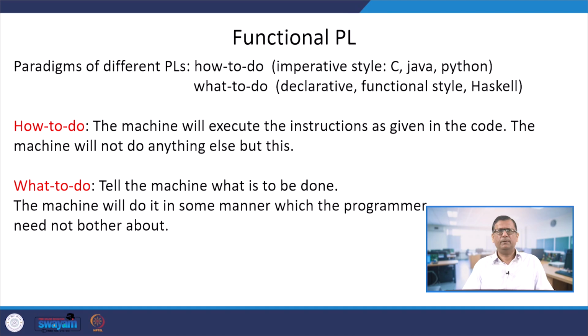We can broadly classify them as how to do and what to do. In how to do, there are languages that follow the imperative style of programming, that is C, Java and Python. What to do is essentially declarative, a functional style, adopted in Haskell, a functional programming language. How to do means the machine will execute the instructions as given in the code. The machine will not do anything else but this. What to do means tell the machine what is to be done. The machine will do it in some manner which the programmer need not bother about.